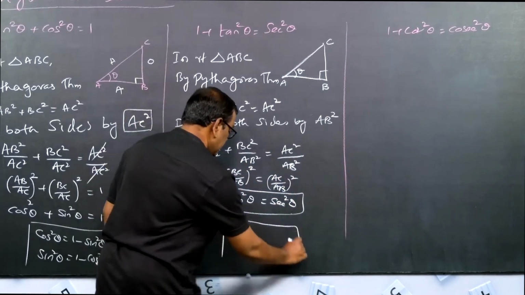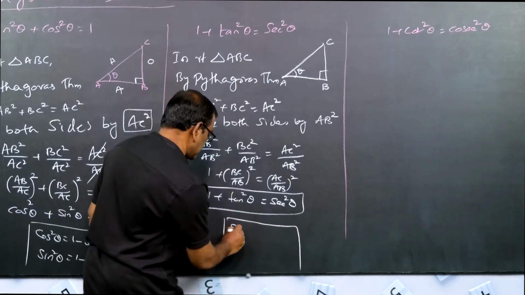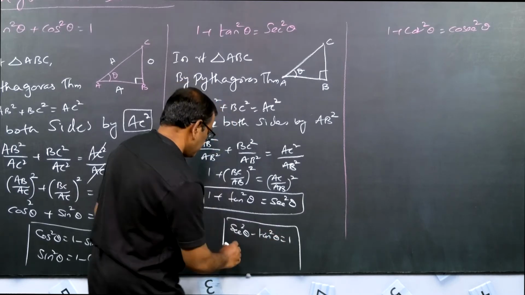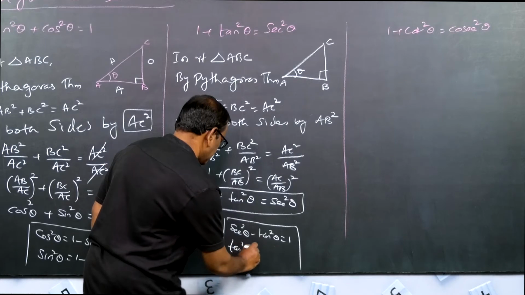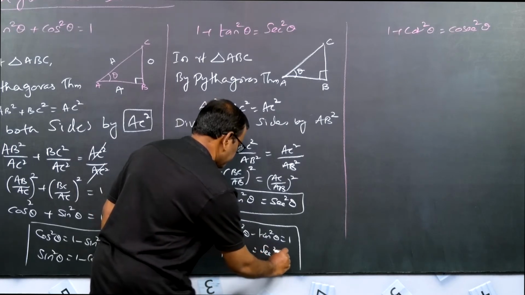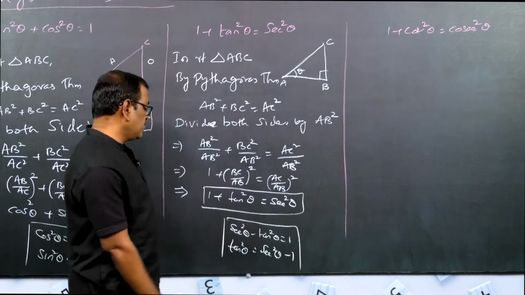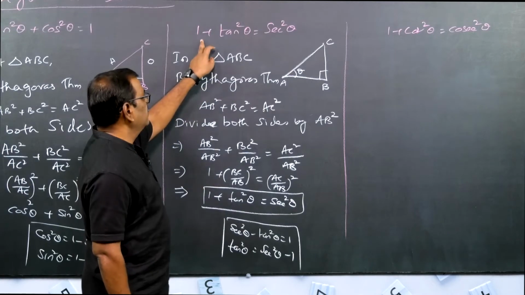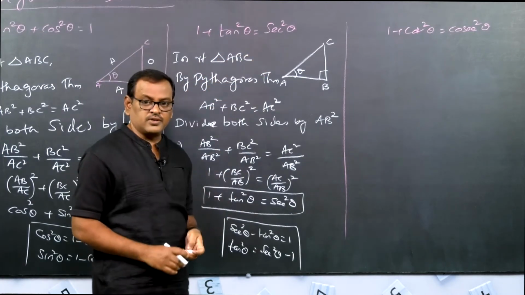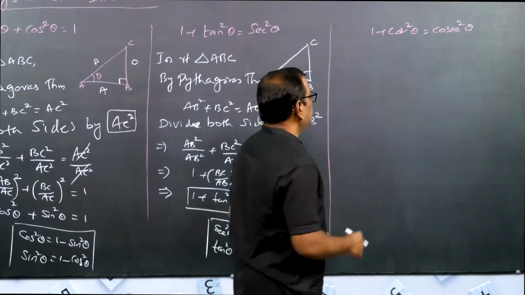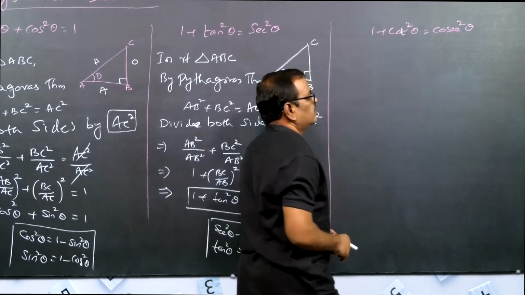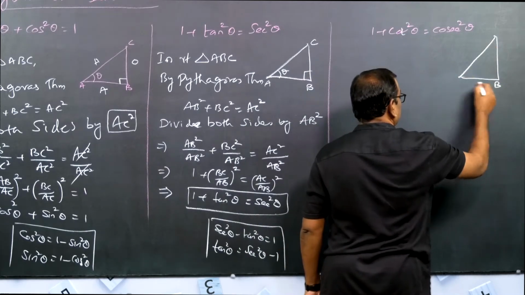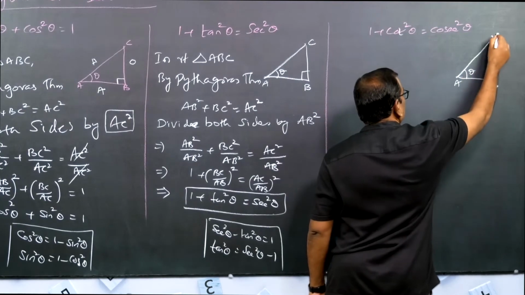Two important results: secant square theta minus tan square theta equal to 1, and one more, tan square theta equal to secant square theta minus 1. These two are the important results derived from this identity. So this is the proof of the second identity, 1 plus tan square theta equal to secant square theta. And the third identity, 1 plus cot square theta equal to cosecant square theta. The assumption is the same. Draw a right triangle at B, and measure angle A as theta, and this is C.